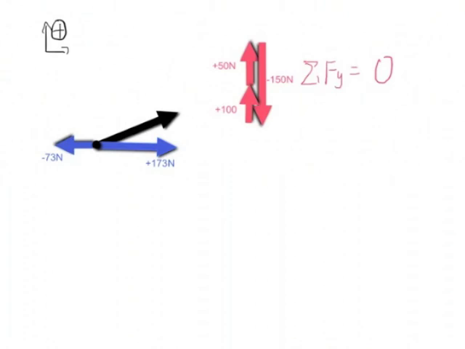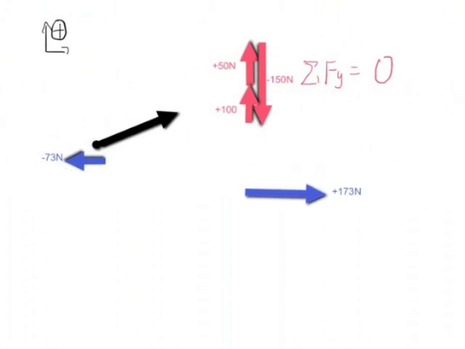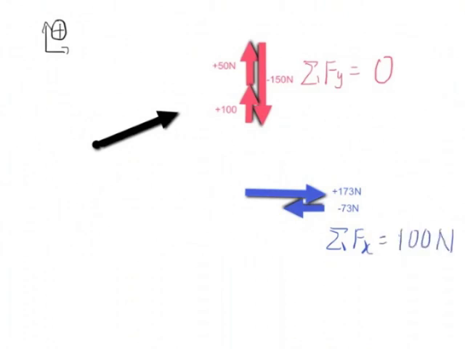Now if we look at the x direction, we have this, that's 173 newtons, and then going back, 73 newtons. When you add those two together, you realize that in the x direction you have a positive 100 newtons. What does that mean? According to our coordinate system, my net force is simply this arrow over here, that's 100 newtons.